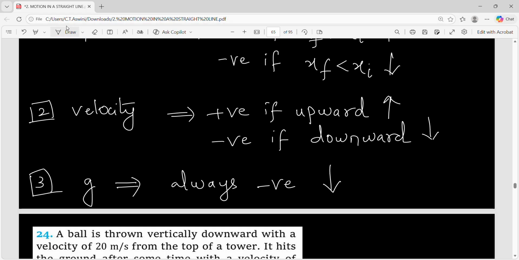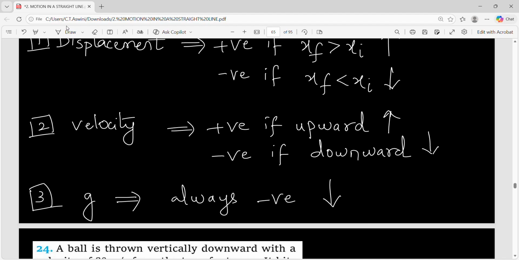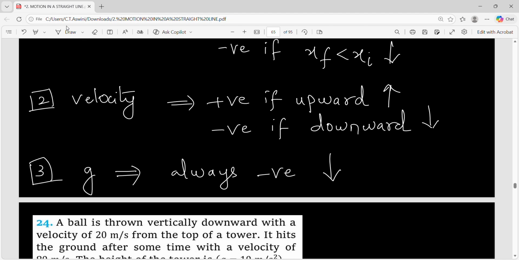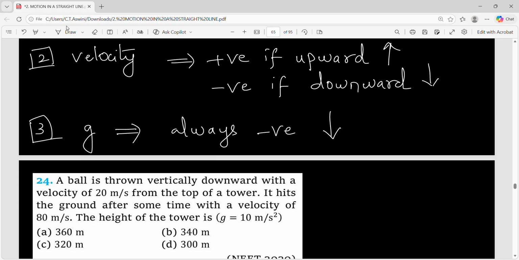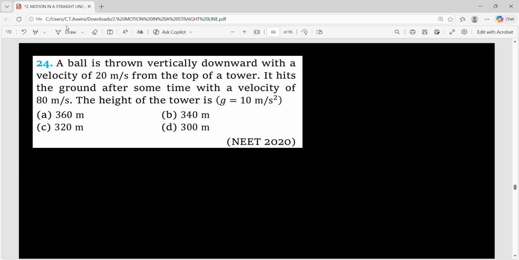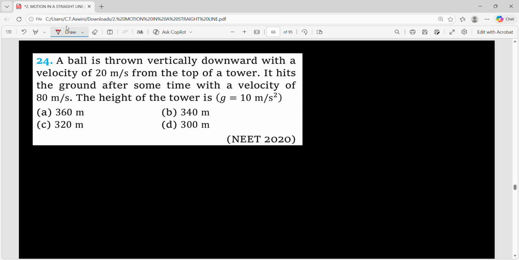So I hope you are clear with this. Just go through it once. For displacement, check the initial and final positions. If the final position is higher, then positive. If it is lower, then negative. And for velocity and acceleration, if the body is moving upward, positive, downward, negative. And for acceleration due to gravity, it is always negative because it will always be directed downward. Now we'll see some questions. Go through this. Try to do it on your own.